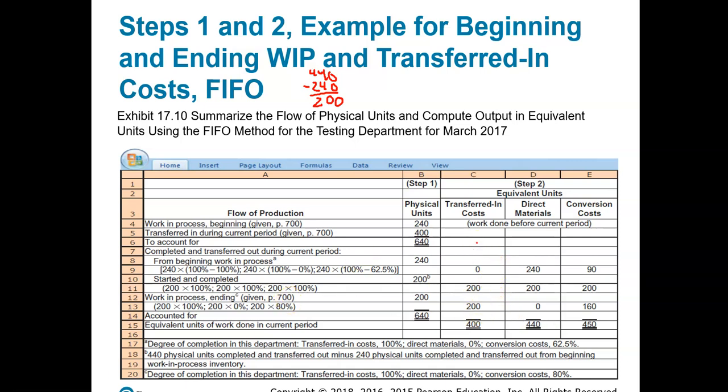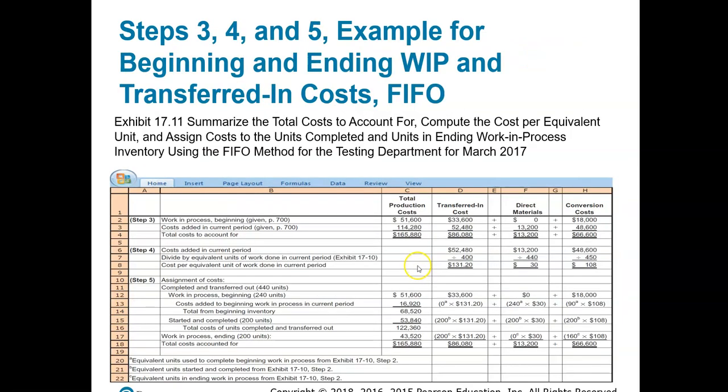Then we are going to do step 3. And remember, we have to account for the total costs across the board, whether it's transferred in costs, beginning inventory, the value of beginning inventory that was transferred in, plus costs added during the period that was transferred in, gives us a total cost to account for, not just for transferred in costs, but for direct materials and conversion costs as well. However, remember, under first in, first out, we take in only the costs added this period. We do not care about beginning inventory when we're computing our cost per equivalent unit.